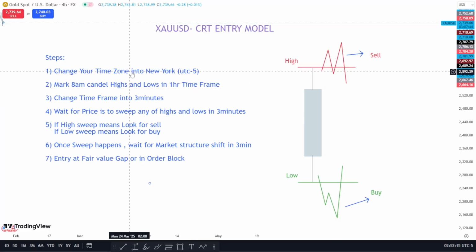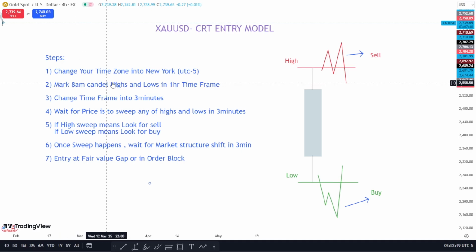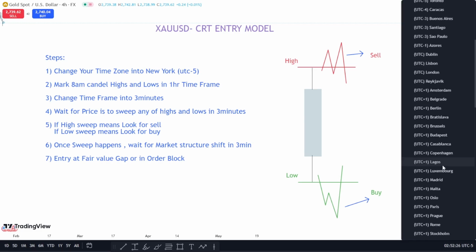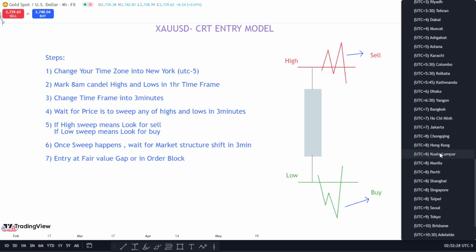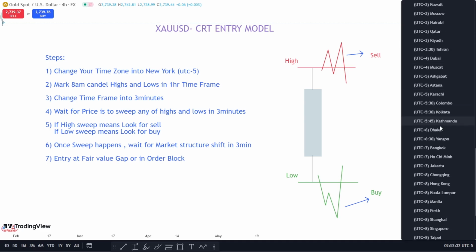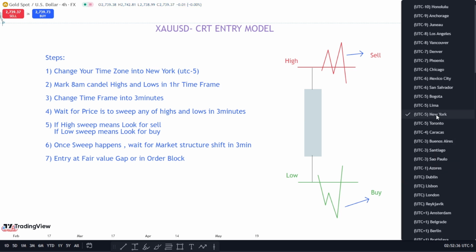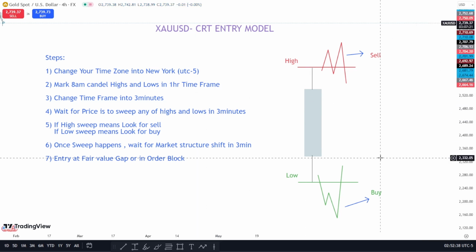First step is to change your time zone into New York Standard Time, because only then can we mark the 8 a.m. candle of EST. For this, click the time zone. For you it shows something like 5:30 Kolkata. Change it to UTC-5, the New York time zone.